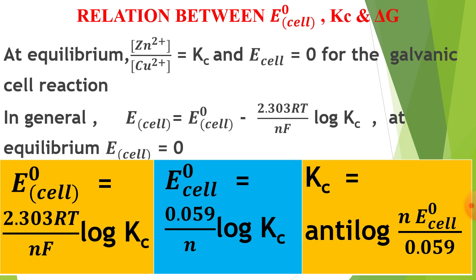If we put the value of RT and F, we find the formula E naught cell equal to 0.059 divided by n. Here n is the number of electrons used in the balanced chemical equation. Log Kc: if you want to calculate the Kc, you use the formula Kc equal to antilog of n E naught cell divided by 0.059. So this formula you have to learn to solve so many questions. In board examinations, one question also arises from this formula.